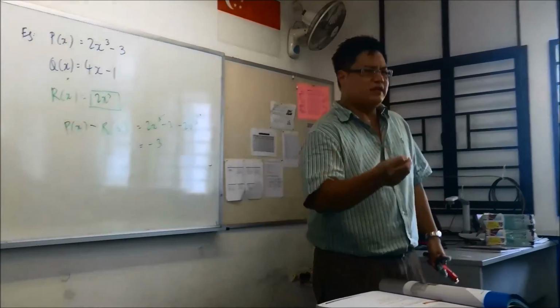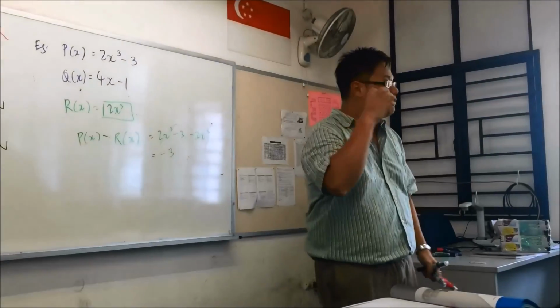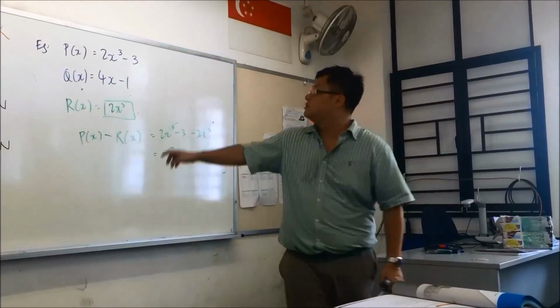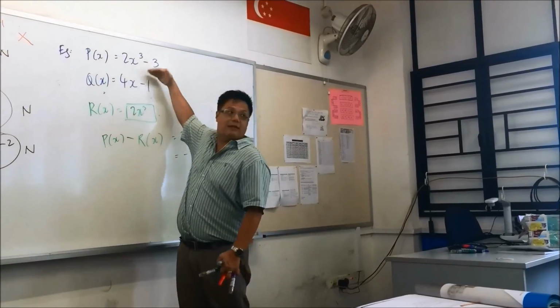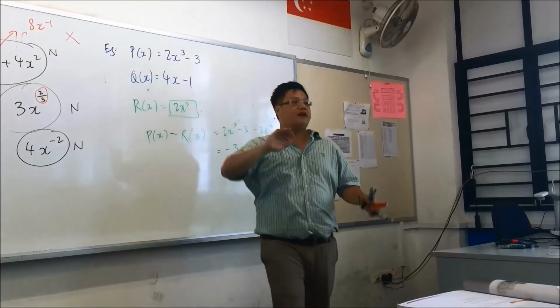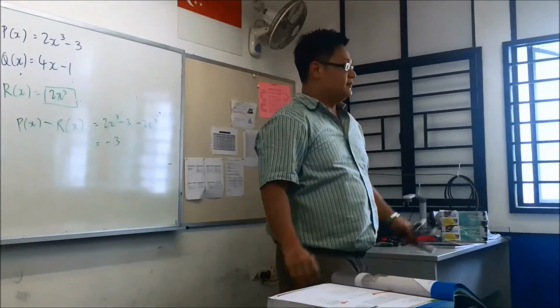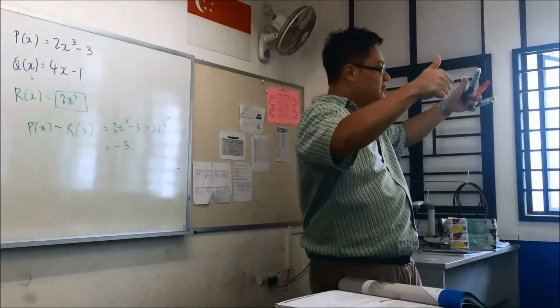But what am I trying to illustrate here? The key point I'm trying to illustrate is when you do subtraction or addition, the highest power will never cross the highest in that particular situation. If here the highest power is 3, it will never exceed 3. It can go lower than 3, but it can never go higher than 3. Is that okay? So far so good?